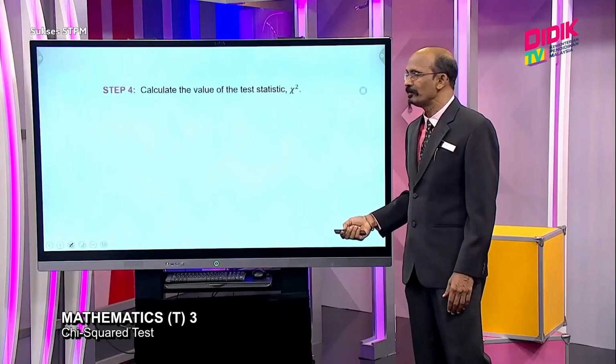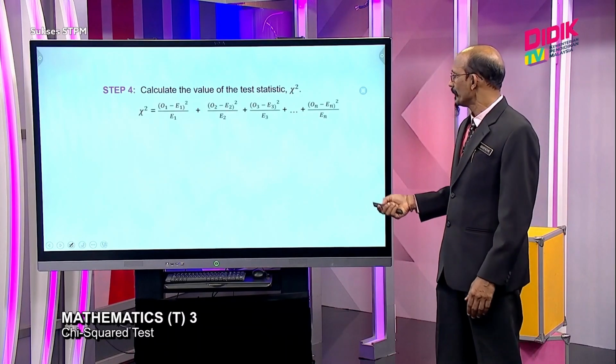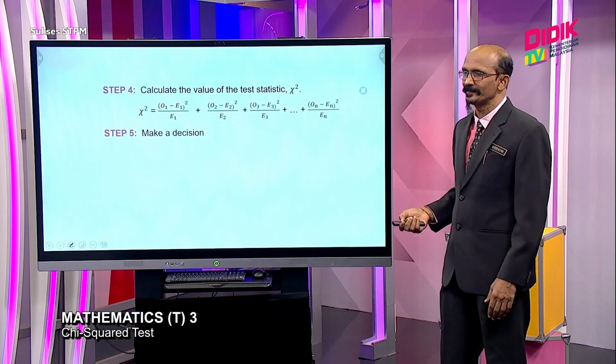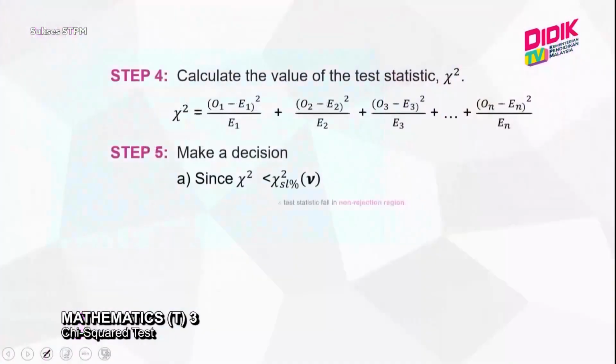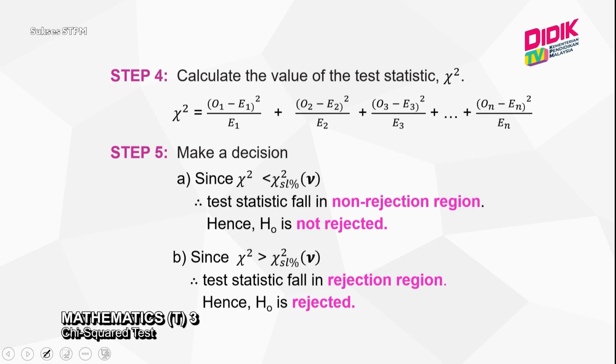In step 4, I will calculate the test statistic, but slightly different from just now. So we state the formula and then we make a decision. The decision, as I mentioned earlier, is a 3-layer statement, as what I showed here. Same thing, whether this is not rejected or this is rejected, the cases.